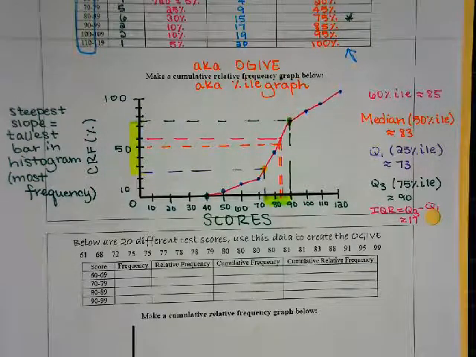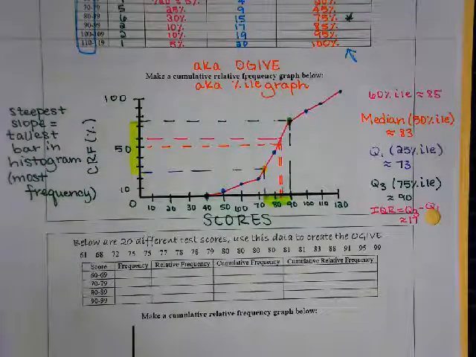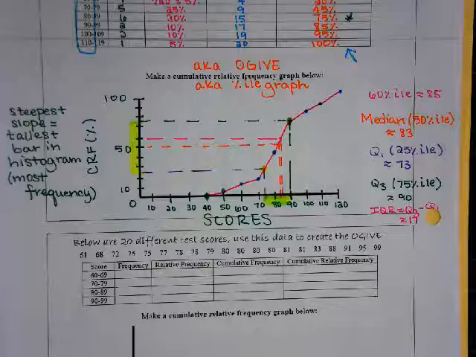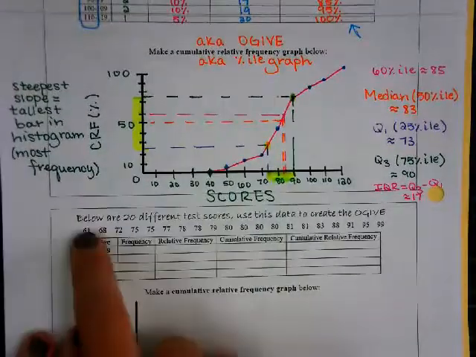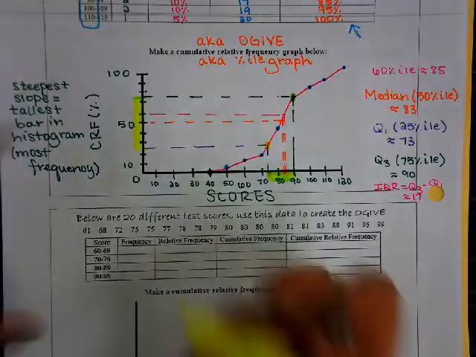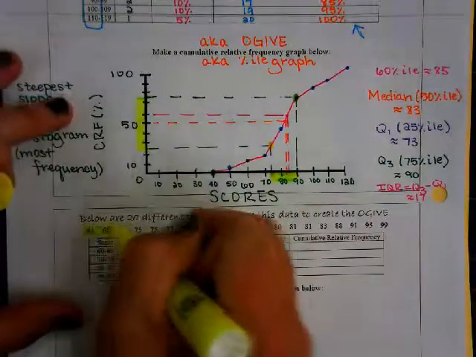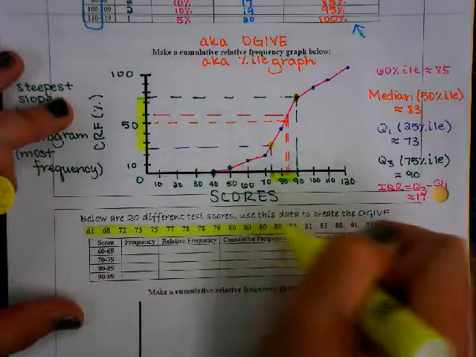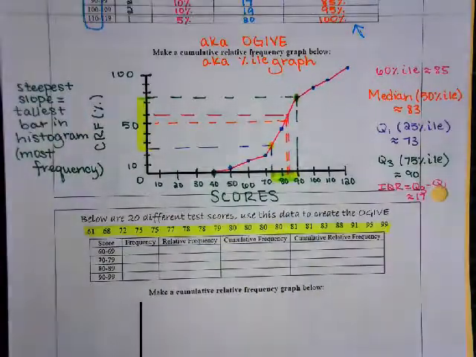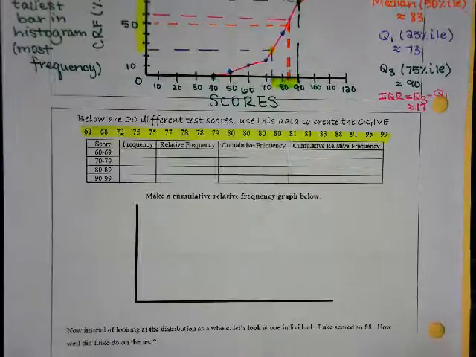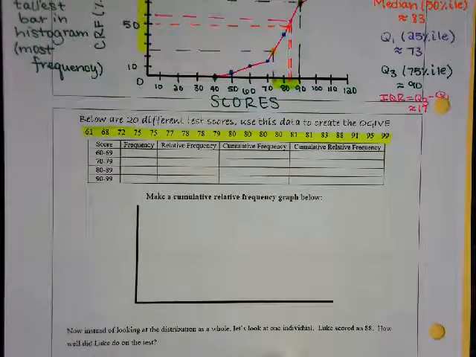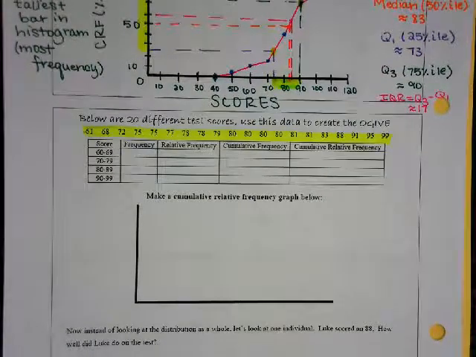All right. So you guys are going to practice one now. I gave a different set of test scores, but there are 20 test scores right here. Fill in the table, make your ogive. You don't need to answer the question below. We'll get to that as a whole group. I mean, if you want to, you can, but we'll do it as a whole group.